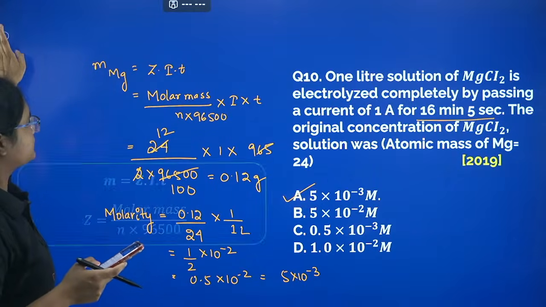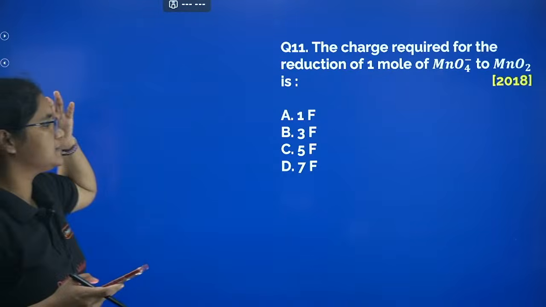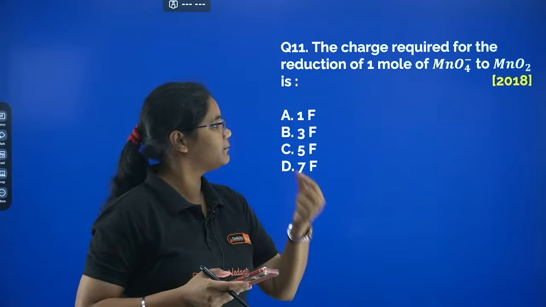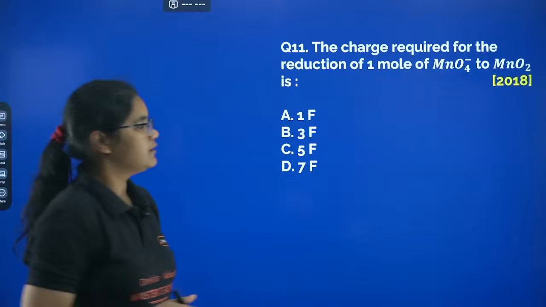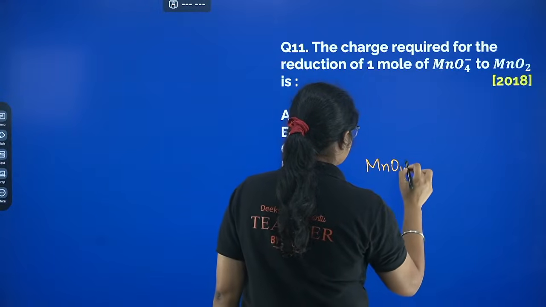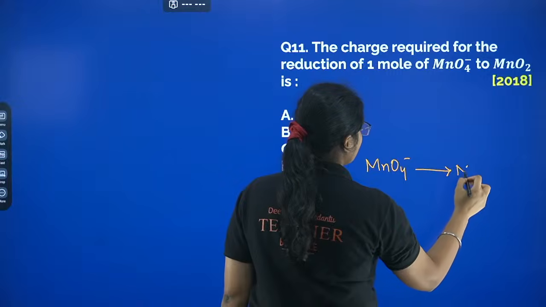Okay, next question number 11, a very easy question. The charge required for the reduction of 1 mole of MnO4 minus to MnO2 is, now see, MnO4 minus to MnO2.